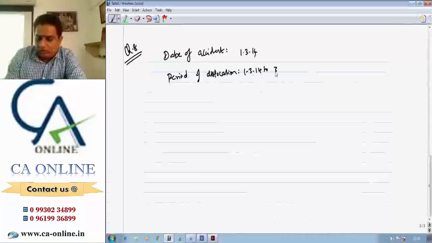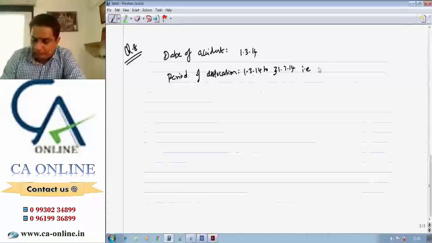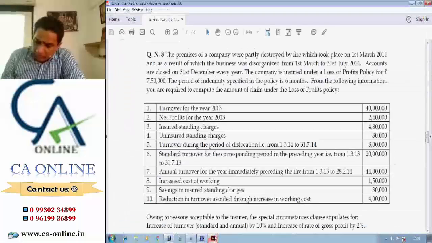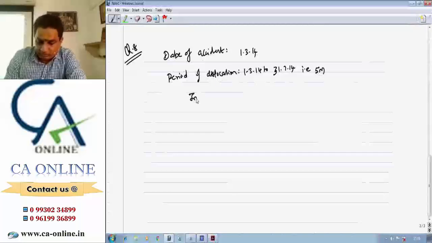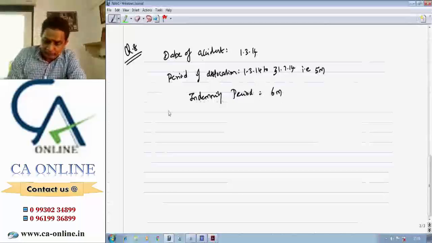What is the period of dislocation? 1/3/14 to 31/7/14. That is how many months? It is 3, 4, 5, 6, 7. 5 months. What is the indemnity period? So all our computation will be done for 5 months.